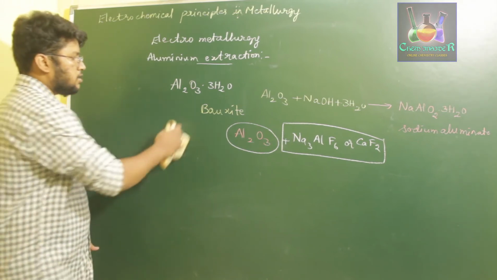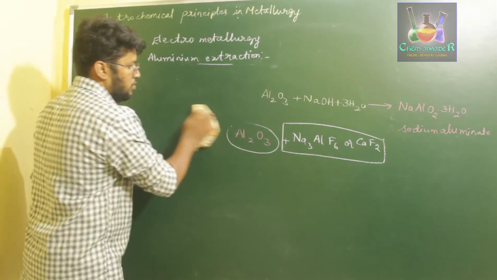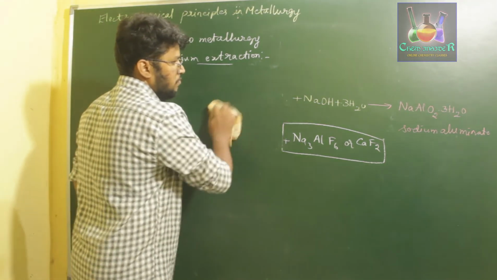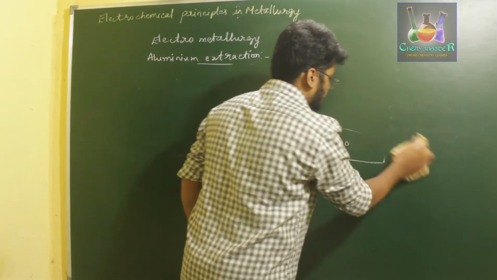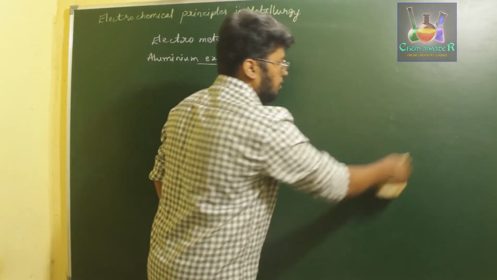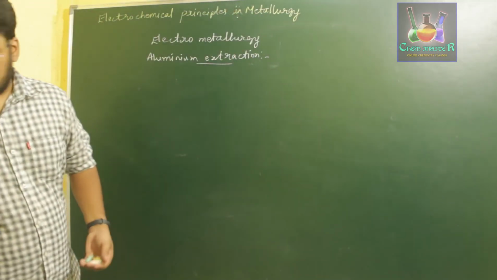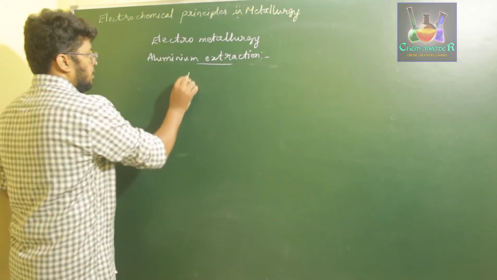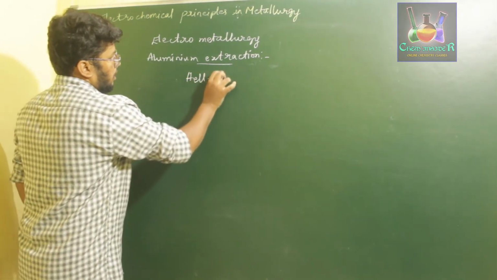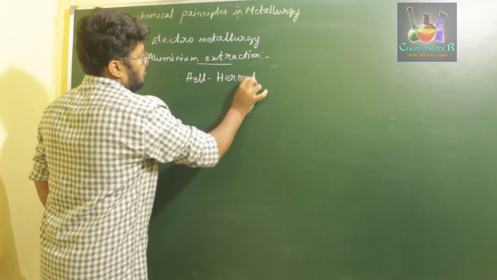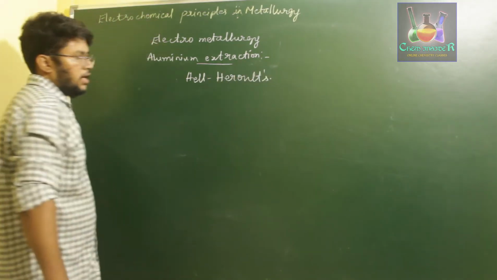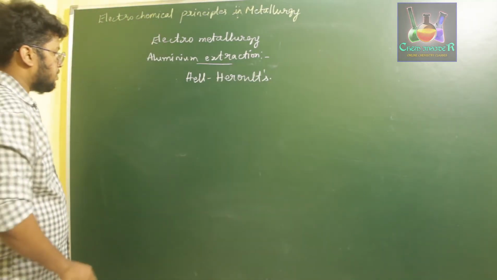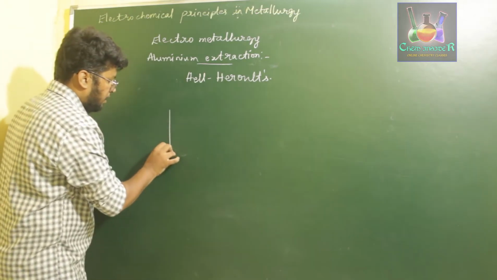That process is called Hall-Heroult's process of extraction. This is the Hall-Heroult process of aluminium extraction by electrolysis. What we do in this is take a huge graphite container.